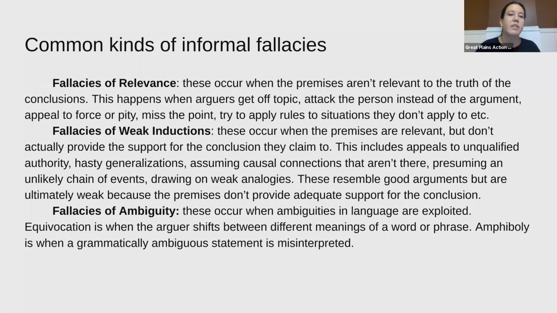All right. And so there are kinds of informal fallacies. I kind of lump them into groups. Fallacies of relevance. That happens when the premises aren't relevant to the truth of the conclusion. So when people get off topic, or you've heard of ad hominem attacks. When you attack the person instead of the argument, it's not relevant to the argument itself.